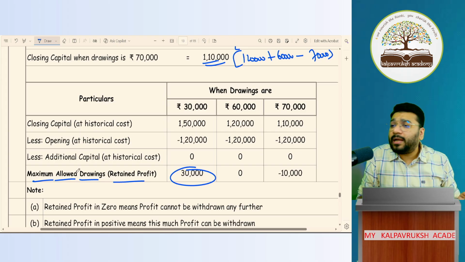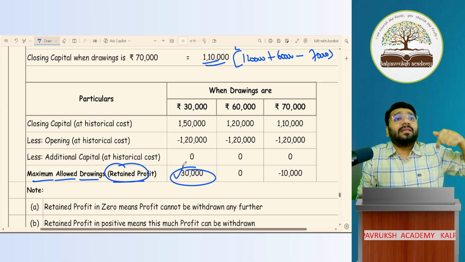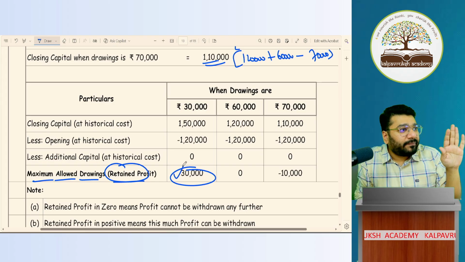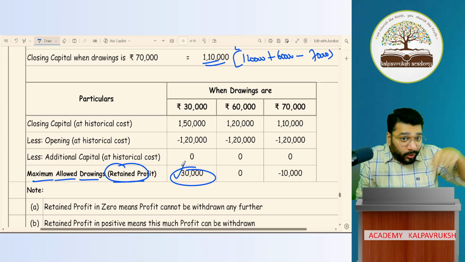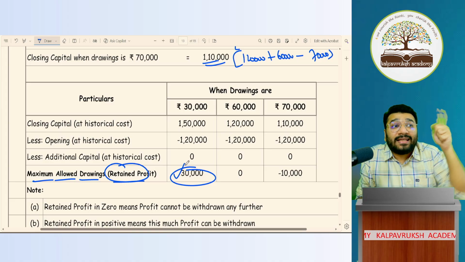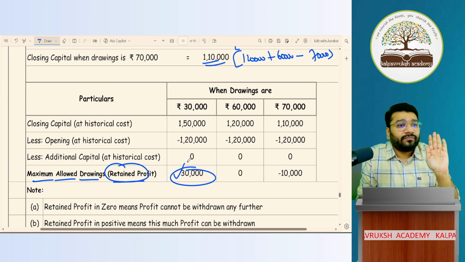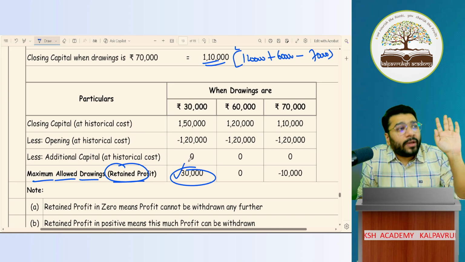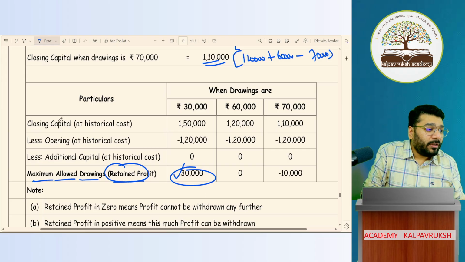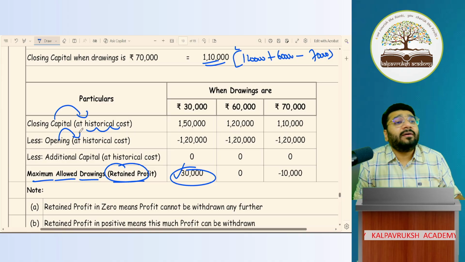Maximum allowed drawings is the retained profit of 30,000. Another name for maximum allowed drawings is retained profit, the profit which is actually retained in the business. If you've not withdrawn it, only now will you withdraw. Since the profit is retained in the business as of now, it is called retained profits. This is called closing capital at the historical cost and opening capital at the historical cost.